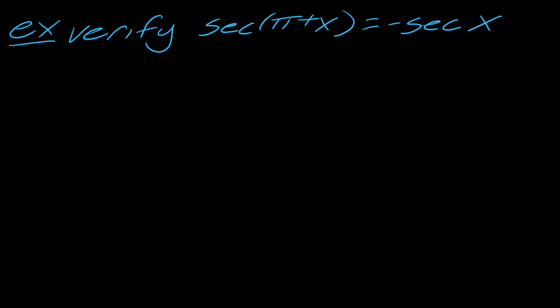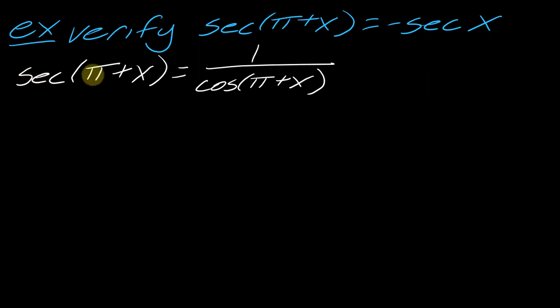Okay, and then what would a trig identity be without verifying a trig identity? So I've got: verify secant of pi plus x equals negative secant of x. Remember, one of the key things that we want to do when we have something not in terms of sine and cosine is rewrite things in terms of sine and cosine. So secant of pi plus x is going to be the same as 1 over cosine of pi plus x.